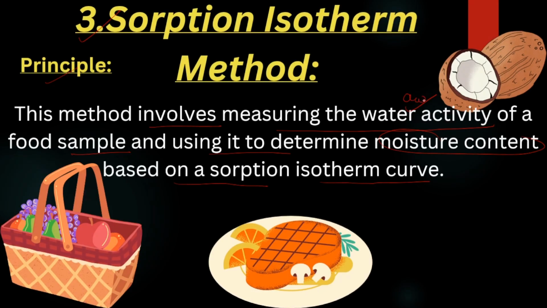Water activity represented as AW. Next, coming to the moisture content. It refers to the amount of water present in the food product. Usually it is expressed as a percentage.